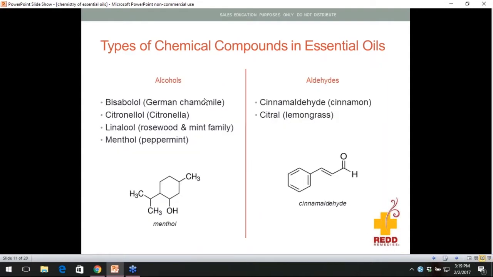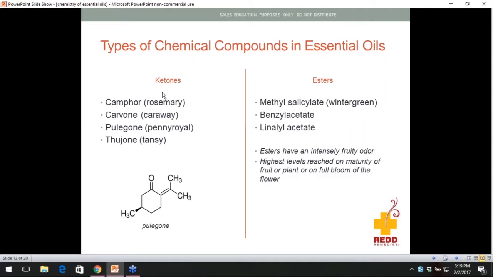You will also find some alcohols. Bisabolol, you're going to see in German chamomile, citronellol from citronella, menthol in peppermint, that's right down here. That's the chemical structure of menthol, and these are alcohol-based. You also have aldehydes. This is cinnamaldehyde, which is from cinnamon. This is what gives cinnamon its characteristic aroma, this molecule right here. Citral is from lemongrass. You also find compounds called ketones, like pulegone.